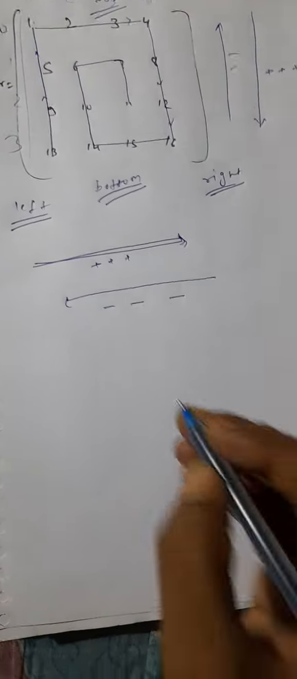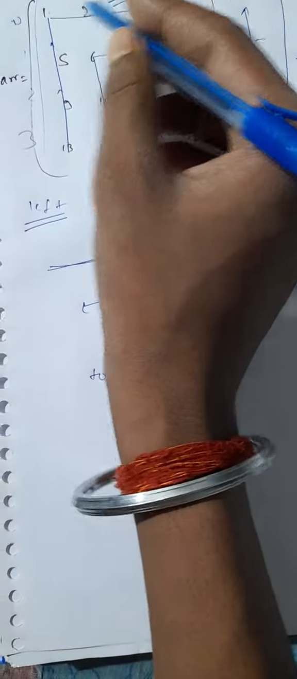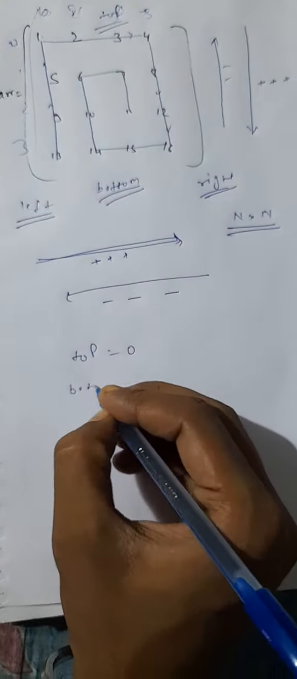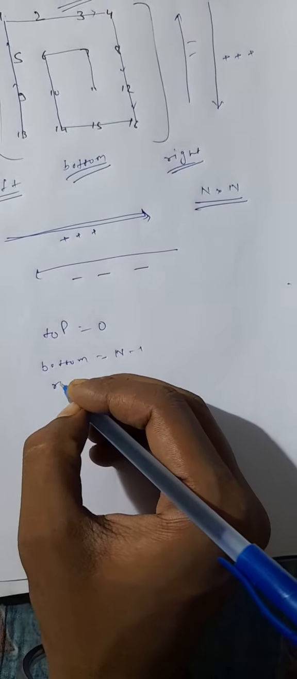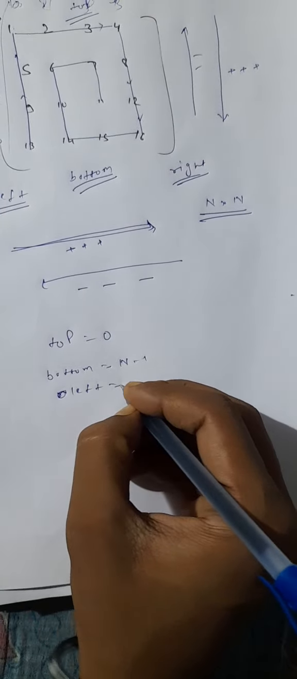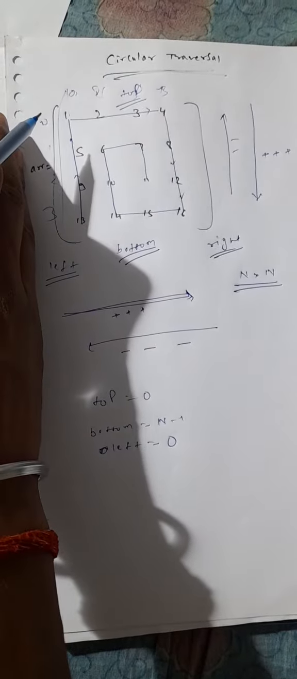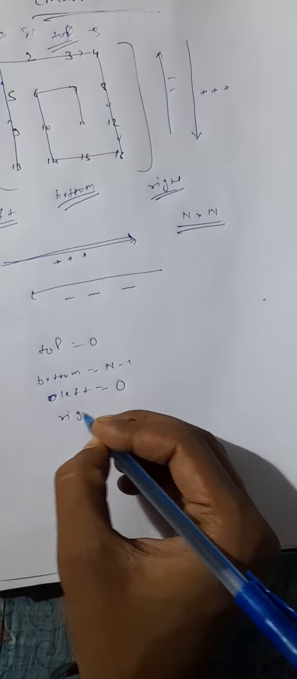So what is the value of top? Top equals 0. Suppose this is a square matrix, n cross n. So top equals 0, and bottom equals n minus 1. Left equals again 0, because this is the most left side, and the value of right is again n minus 1.